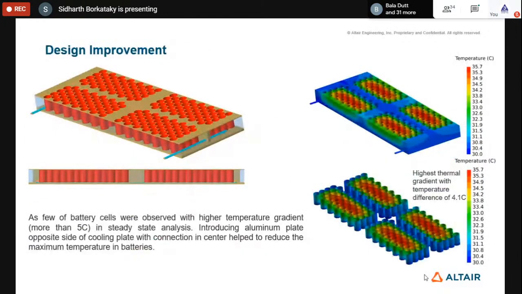That's where we did a very simple thing. We provided another aluminum plate at the top. We thought this may work because there's already an aluminum plate at the bottom, so how about we put another aluminum plate at the top? Because we saw that the temperature is rising at the top portion of the battery. We performed an analysis and after doing that, there is a sudden decline to around 35.7 degrees centigrade maximum at certain areas. So this is one of the design improvements that we have done.